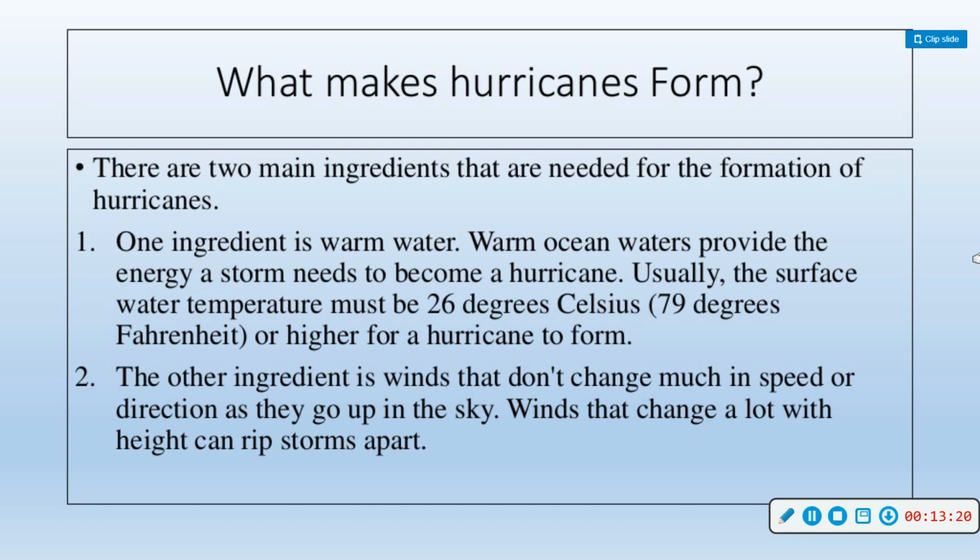There are 2 main ingredients needed for the formation of hurricanes. One ingredient is warm water. Warm ocean water provides energy, and the surface water temperature must usually be about 79 degrees or higher for a hurricane to form. The other ingredient is winds that don't change much in speed or direction as they go up in the sky.